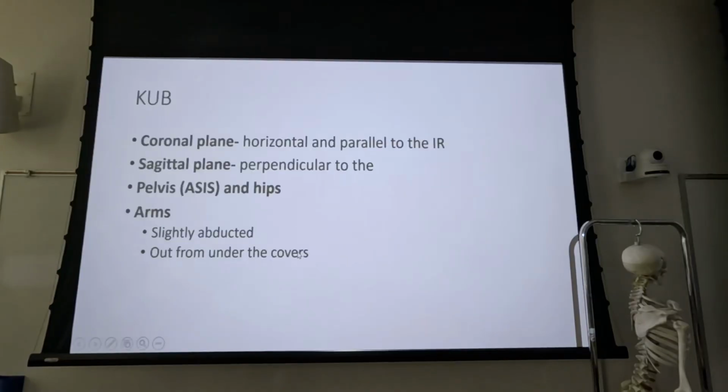Okay. All right. So basics: coronal plane for KUB. Coronal plane is going to be horizontal and parallel to the image receptor. Sagittal plane should be perpendicular. The pelvis and the hips, the ASIS should be equidistant, meaning equal distance from the image receptor. Slightly abduct the arms. And that's important just to keep that soft tissue from overlapping. And keep them out from under the covers.